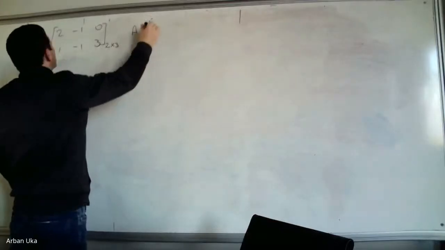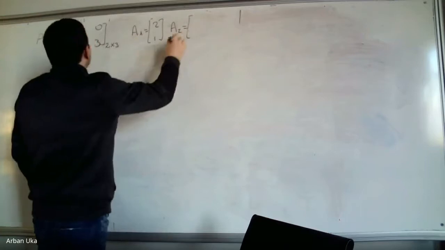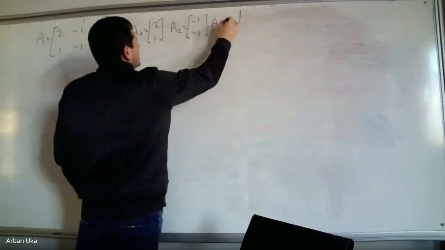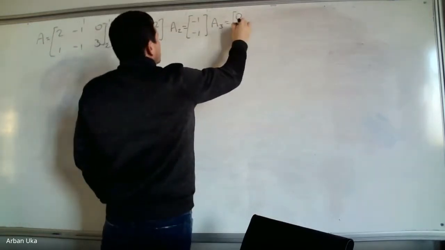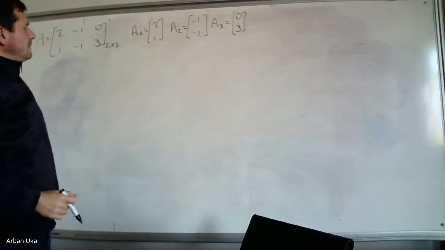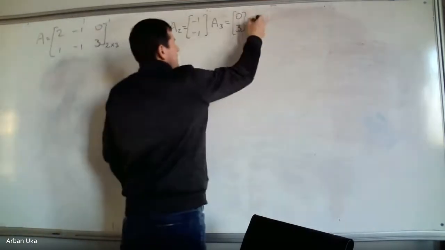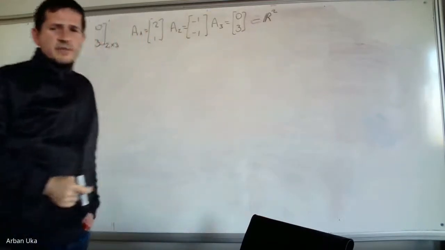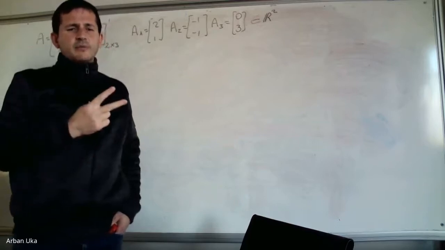A1 is equal to (2, 1), A2, which is the second column, is (-1, -1), and A3 is equal to (0, 3). So here we observe that we have 3 different columns, and all of these are subsets of R squared. We call these subsets of R squared because any point is represented by a pair of numbers, okay?